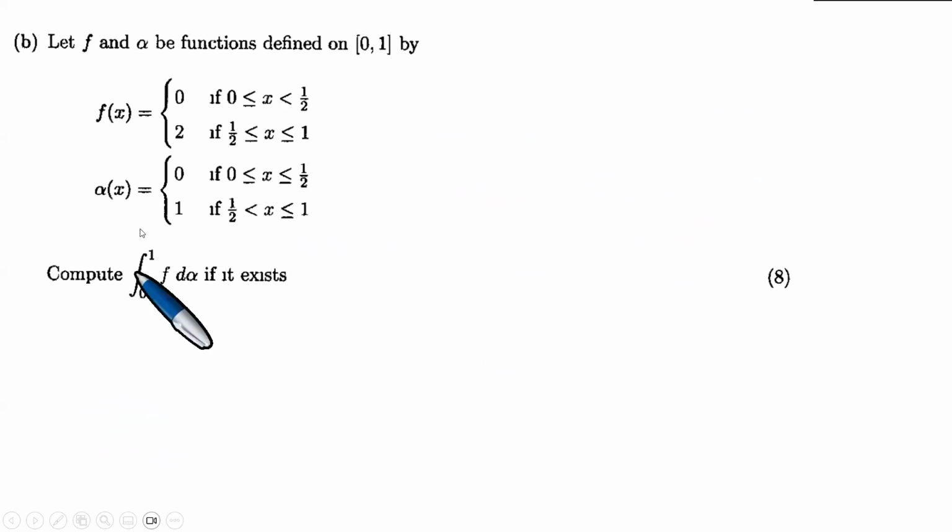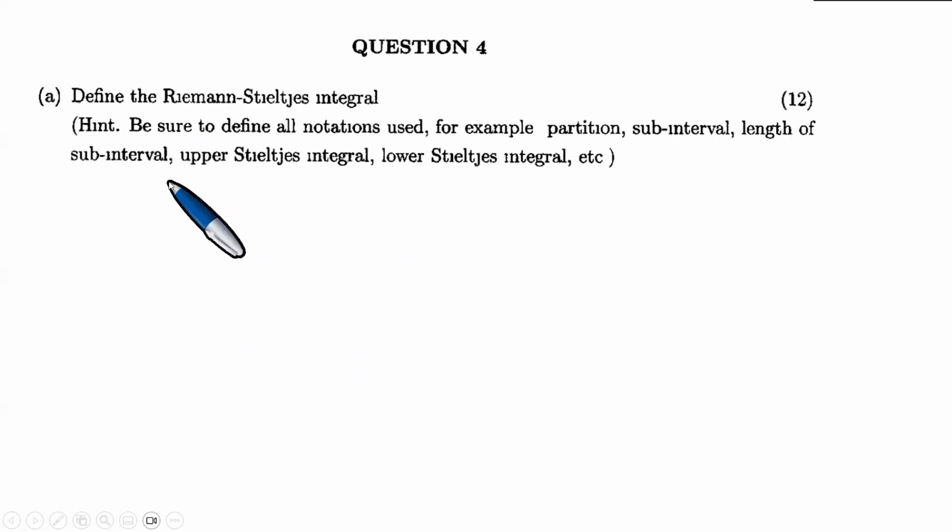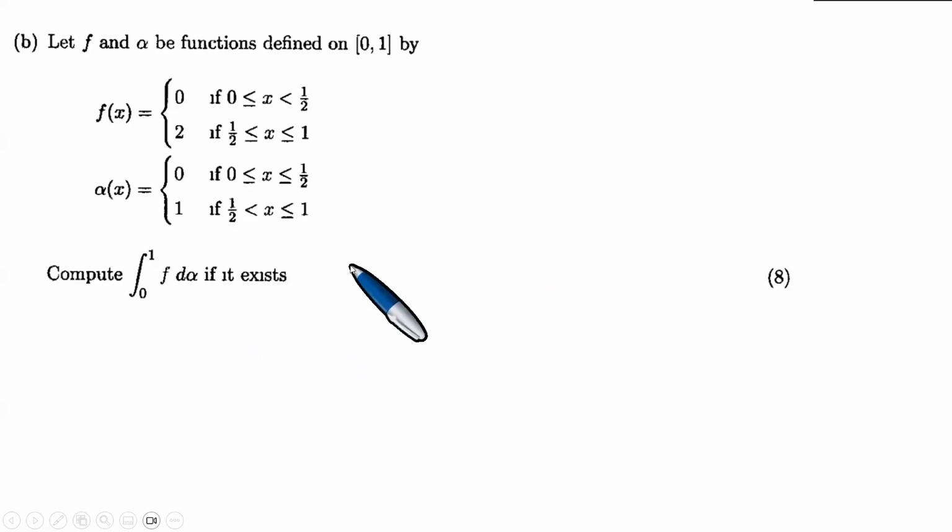So look at that. And also you must be able to solve problems. At this point, you need to integrate the function f with respect to d alpha, where alpha itself is a step function, and f is also a step function. Integrating with respect to a step function is different from integrating with respect to x. So you need to compute the upper Stieltjes integral and the lower Stieltjes integral.